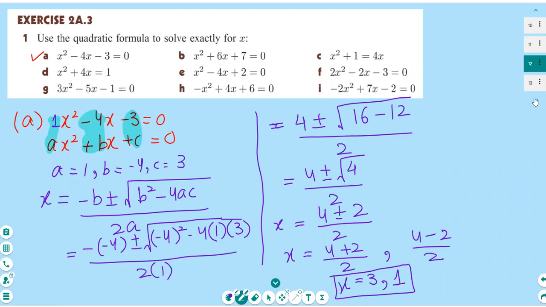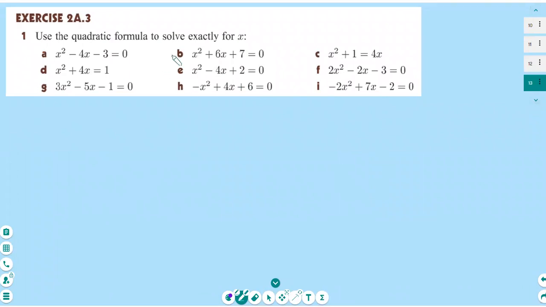Okay, moving to the next question. The next part of this same question I'm going to solve is part G. So in part G, I have 3x squared minus 5x minus 1 equals 0. And if I compare it with the general form of the quadratic equation, ax squared plus bx plus c equal to 0, then the coefficients are, you can see, a equals 3. And what about b? B is negative 5 and c is negative 1, right?